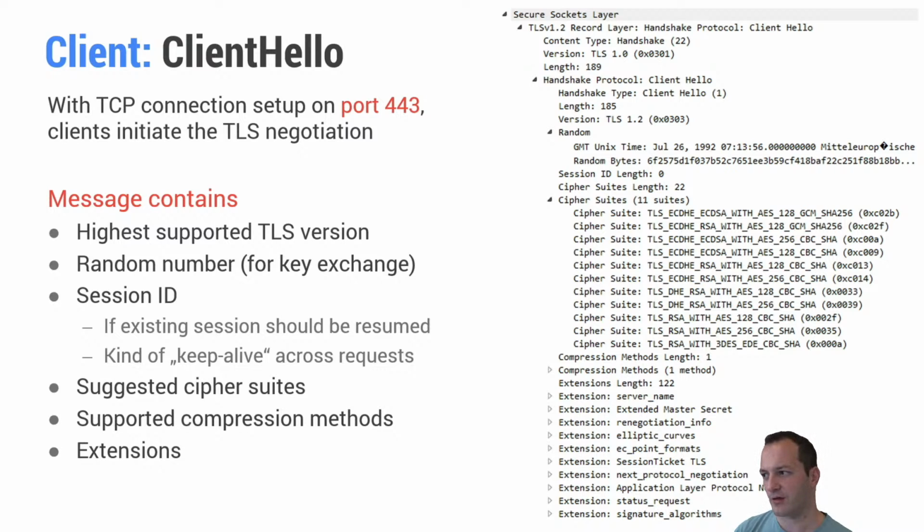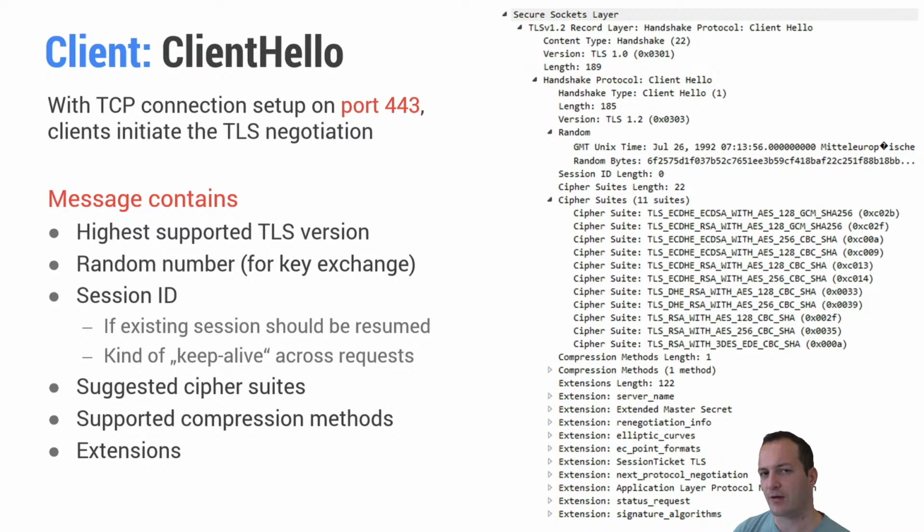It sends a client hello message with some attributes set, like some random data, which we will need later in the handshake, and an optional session ID, the highest supported TLS version, a list of compression methods, a list of extensions, and the suggested cipher suites.